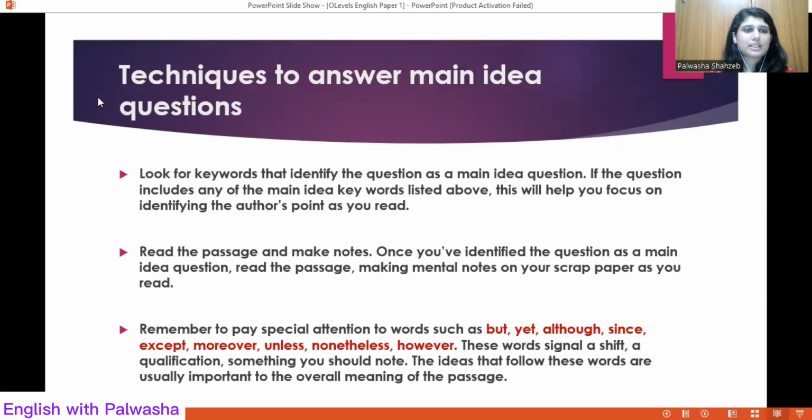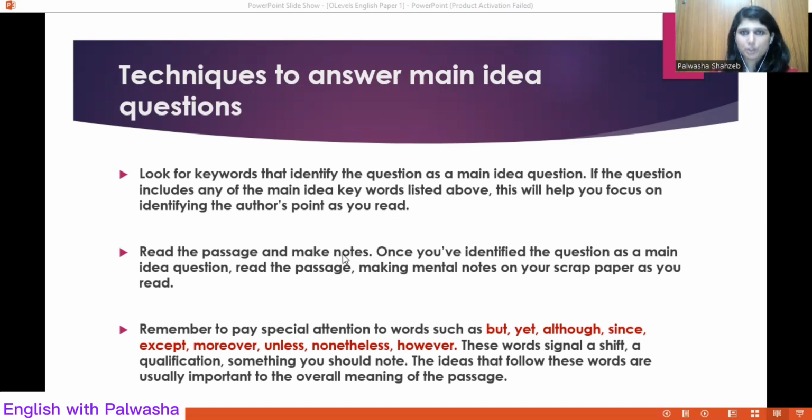Then there are some techniques to answer main idea questions. Look for keywords that identify the question as a main idea question. You have to look for the keywords, as I told you. These are the keywords which I showed in the previous slide. If the question includes any of the main idea keywords listed above, this will help you focus on identifying the author's point as you read.